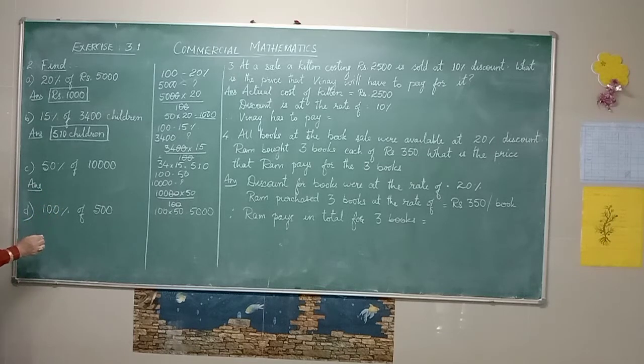This is how to calculate the percentage. So 50% of 10,000 will be half of it. 50% is half. So it is 5,000.